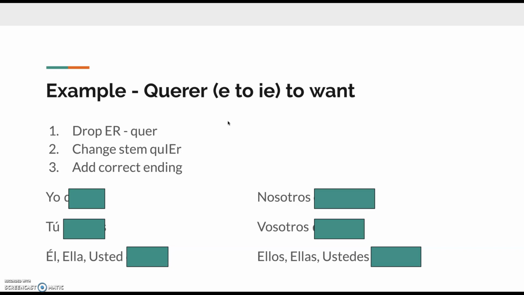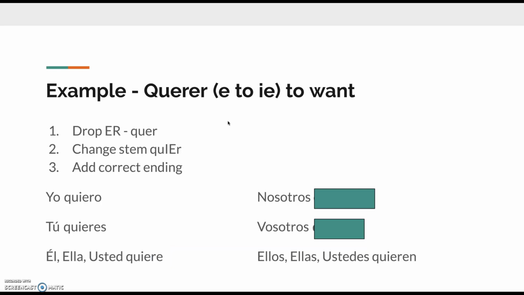We drop ER, leaving behind our stem, quer. We change our stem to quier, Q-U-I-E-R. Notice that we replaced the letter E with the new letters I-E. And now we'll add the correct ending. So we have yo quiero, tú quieres, él, ella, usted quiere, ellos, ellas, ustedes quieren. Nosotros queremos, and vosotros queréis.